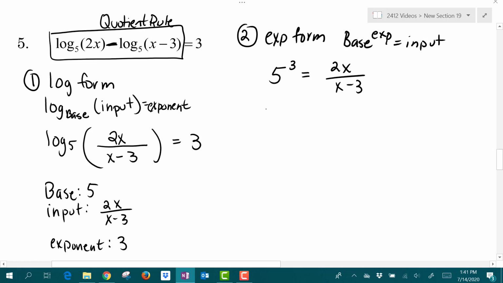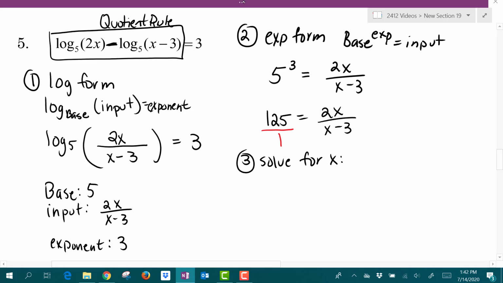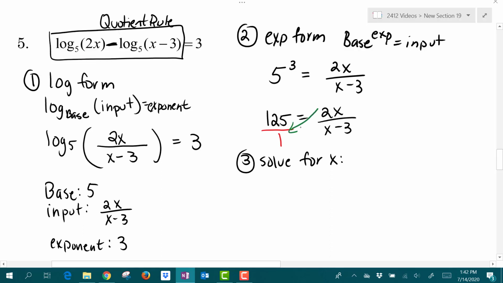5 to the power of 3 is 125. So I'm going to go ahead and simplify that before I start to solve for x. Okay, when I go to solve for x here, I notice that I have a fraction. And if I have one fraction equals one fraction, then I can actually use cross multiplication to solve for x. So I'm going to think about 125 as a fraction by putting it over 1.